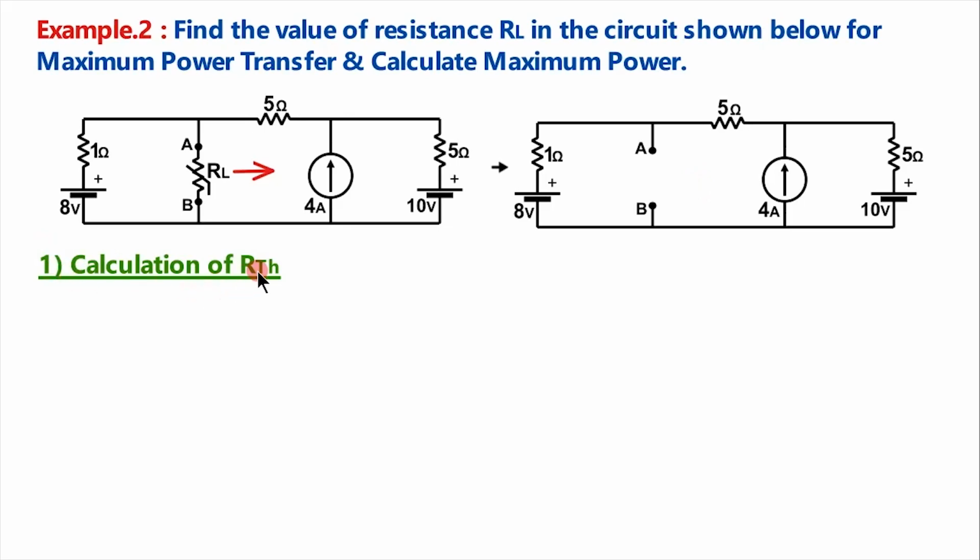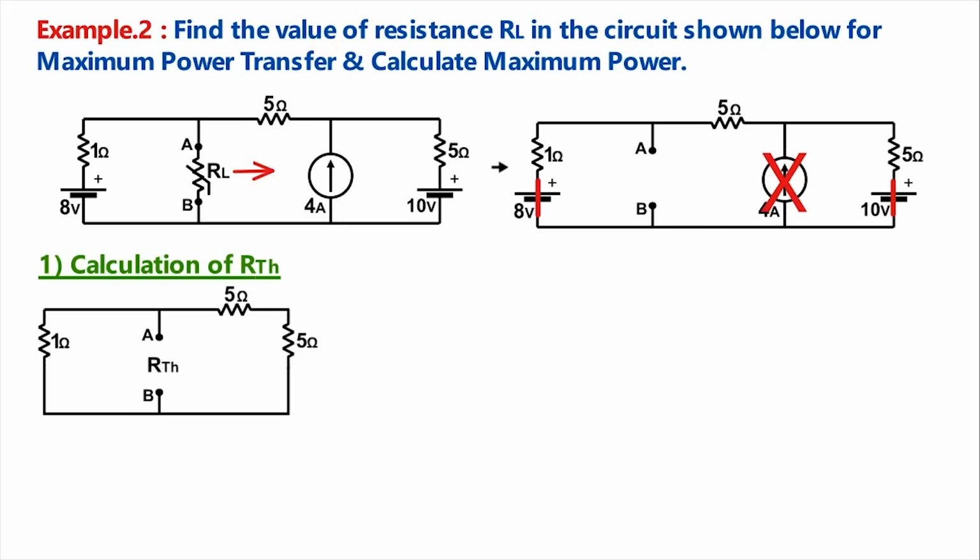Next, we have to calculate RTH, Thevenin's equivalent resistance. For calculating RTH, first of all, we have to short circuit the voltage sources. Then, we have to remove or open circuit the current sources so that our figure becomes like this. See here, 8 volt and 10 volt are short circuited and this 4 ampere is removed from here.